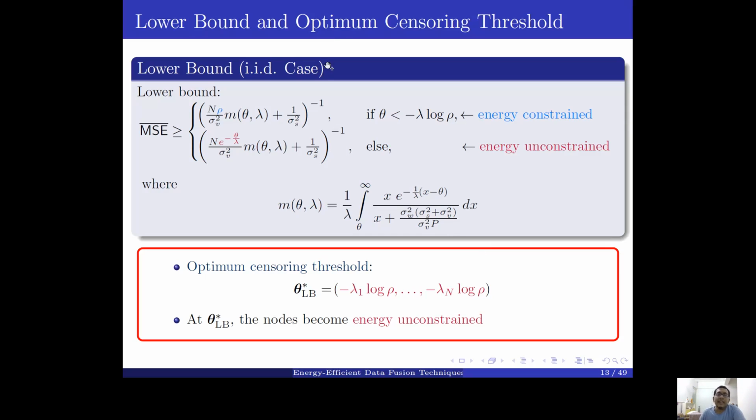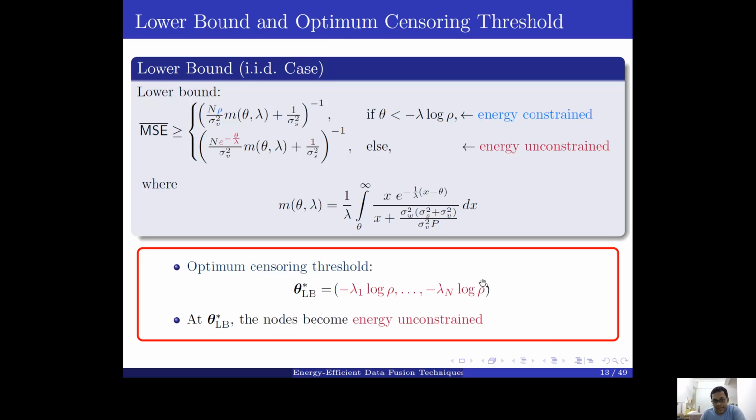Now, to gain insights, we will only show the results for the IID case. By IID case, we mean when the nodes experience independent and identical Rayleigh fading. As seen in the slide before, the lower bound on the average mean square error, MSE bar, has different characterizations when the nodes are energy constrained and when nodes are energy unconstrained. Using this lower bound, we can also characterize the optimum censoring threshold that minimizes the bound.